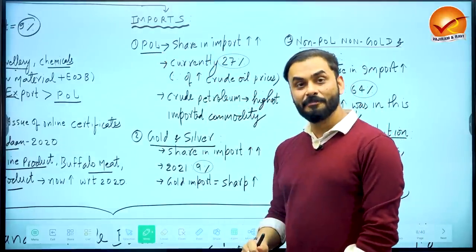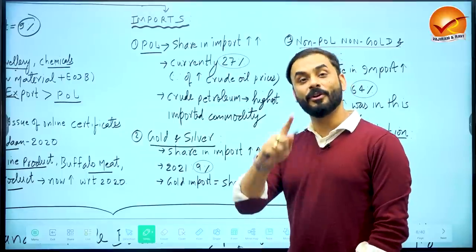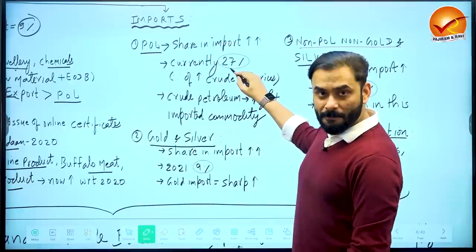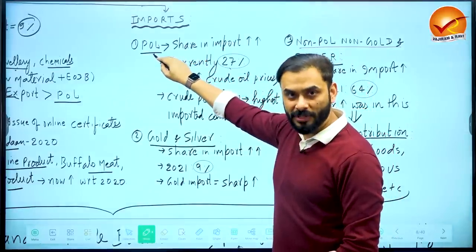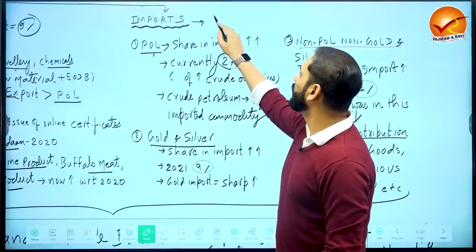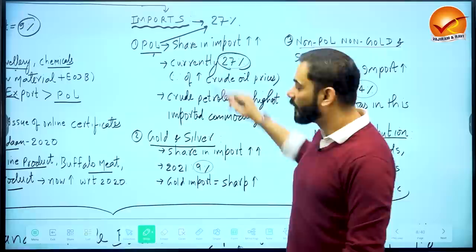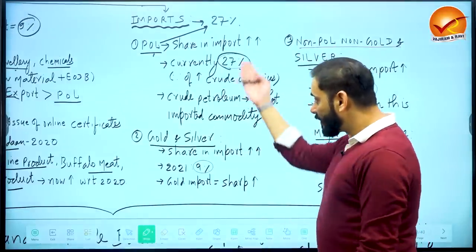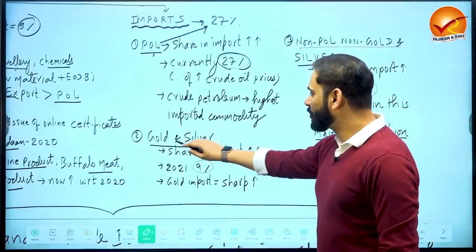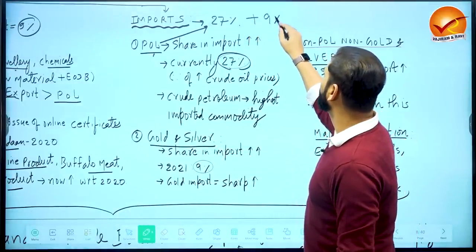So what is the trend in POL, petroleum, oil and lubricant related import? We import a lot of crude oil, right? Raw oil. So currently the POL import contributes 27% in our import. So in our total import, 27% just belongs to POL. And it is increasing, right? So our imports are increasing. What is the share of gold and silver in our total import? The share of gold and silver is 9%.